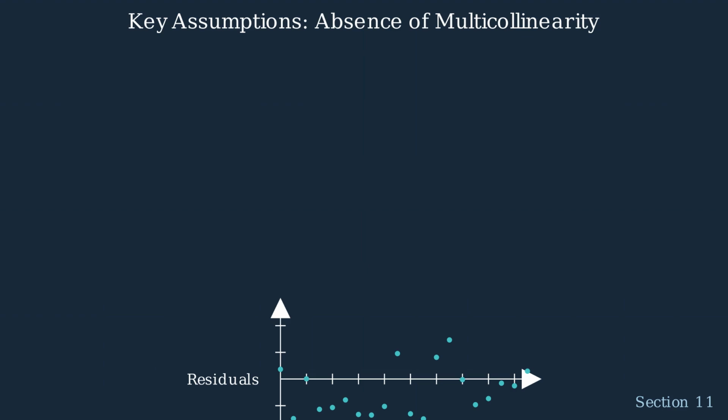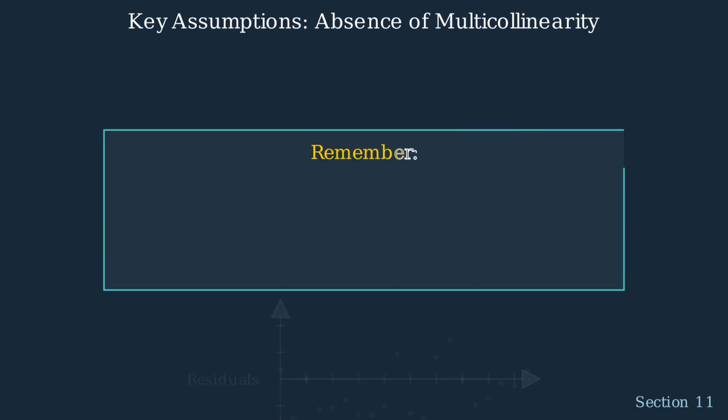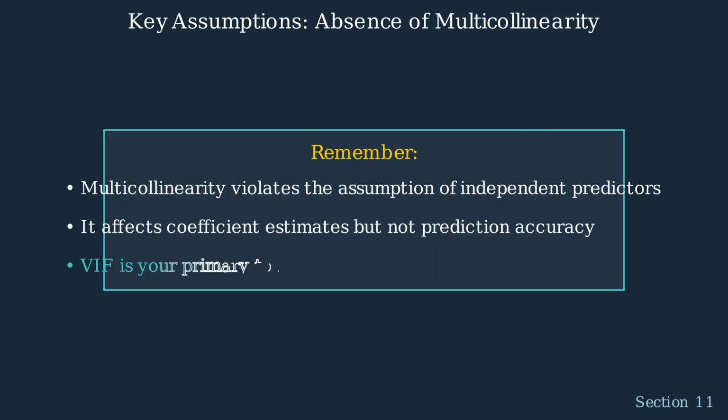for thorough model checking. To summarize, multicollinearity violates the assumption of independent predictors in logistic regression. While it may not affect overall prediction accuracy, it distorts coefficient estimates and their interpretation. Always check for multicollinearity using VIF when building your regression models. For logistic regression to produce valid results, the absence of multicollinearity is crucial for accurate interpretation of individual variable effects.